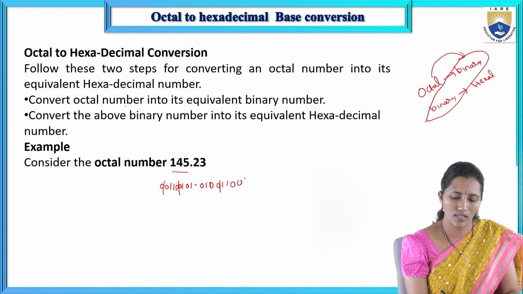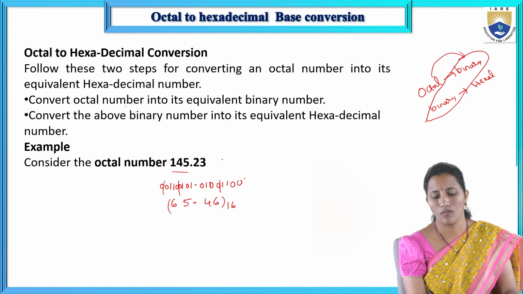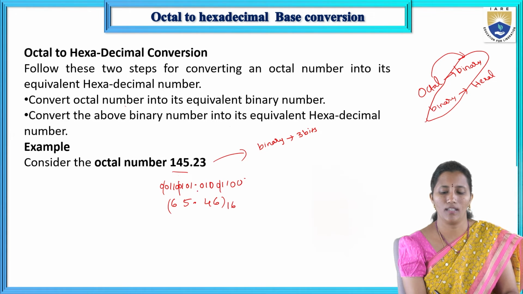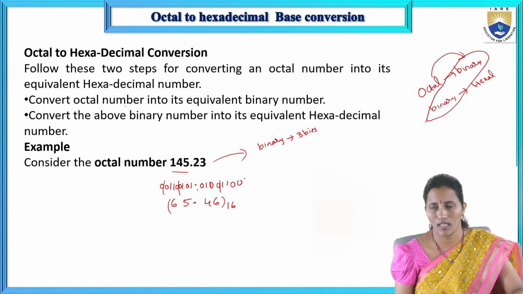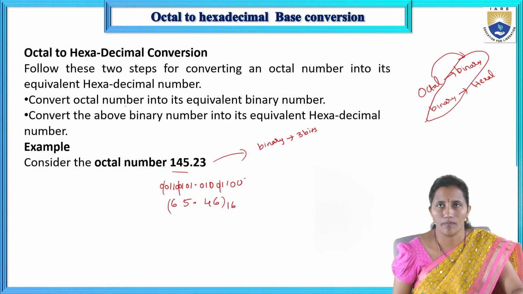Okay, then this 0110 will be represented by 6. This is by 5. 0100 is 4 and 110 is 6. So totally here this will be converted into 16. So first convert each digit into binary. Each digit in the binary form is represented by 3 bits only here. After that, make that into 4-bit groups to form the hexadecimal number and write down the equivalent hexadecimal number.